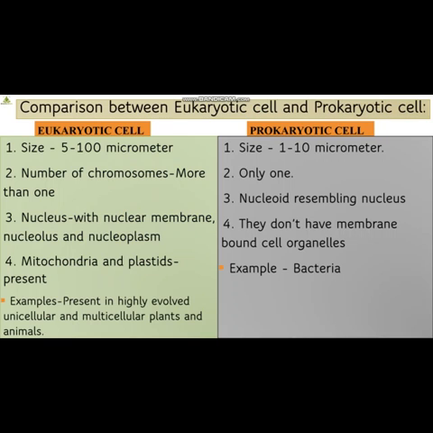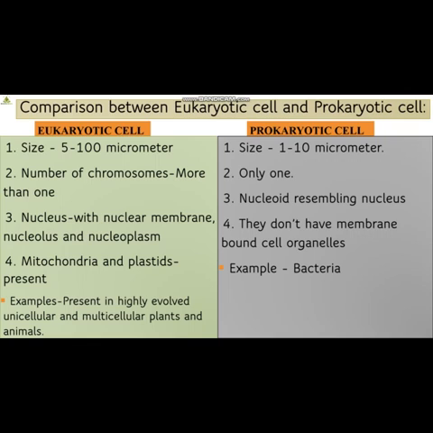Comparison between eukaryotic cell and prokaryotic cell. Point wise, let us discuss and compare. Let us first discuss size. The size of a eukaryotic cell is 5 to 100 micrometer. For a prokaryotic cell, it is 1 to 10 micrometer. Clear?